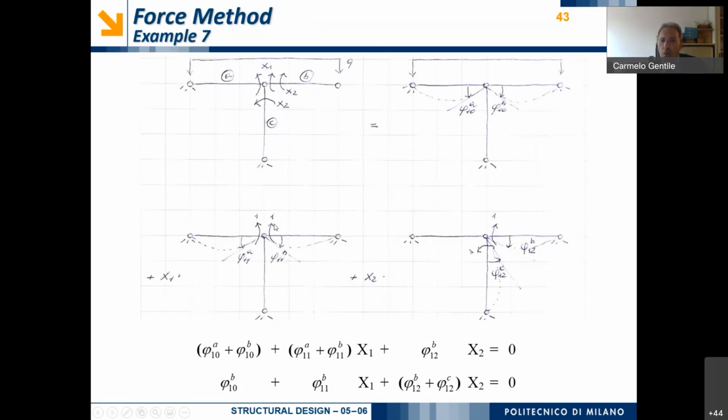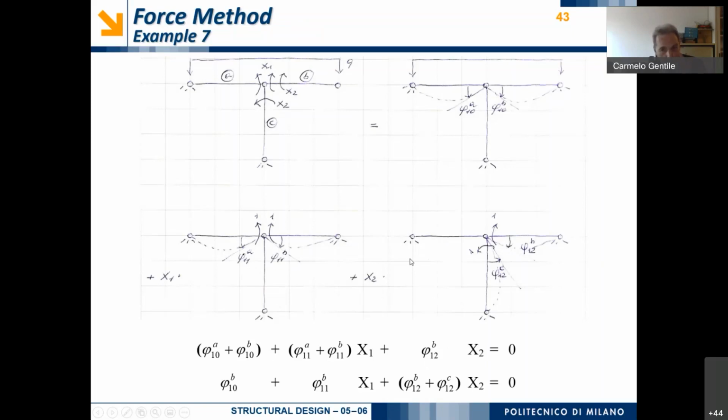Afterwards, we have the effect of the bending moment x1 made equal to unity. And here we have the two rotations, phi11A plus phi11B, so phi11A plus phi11B times x1. Afterward, there is also the effect of this bending moment made equal to unity, so plus phi12B times x2.